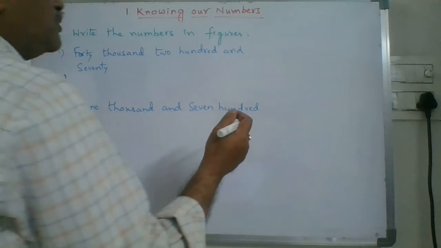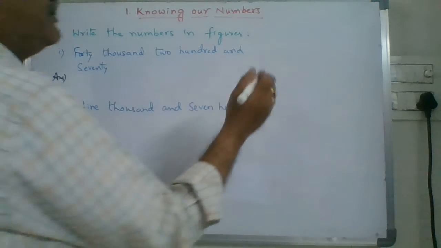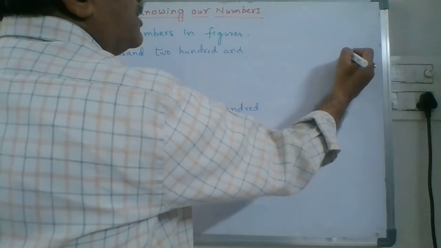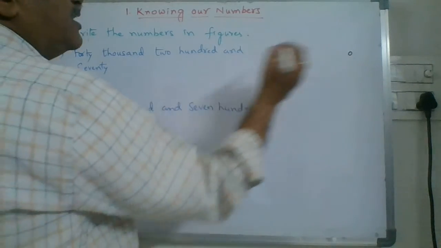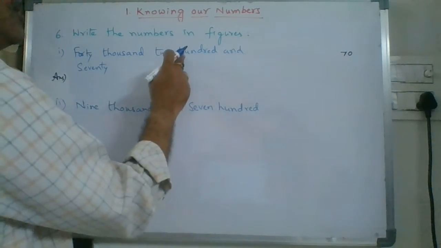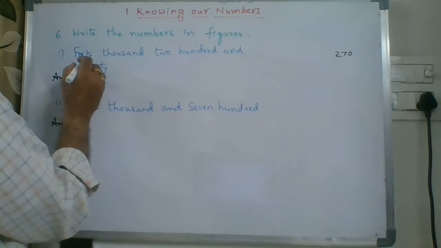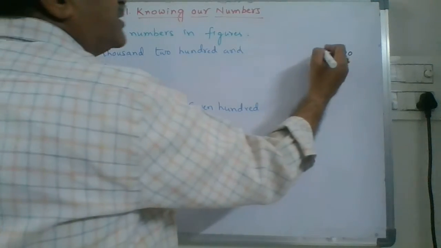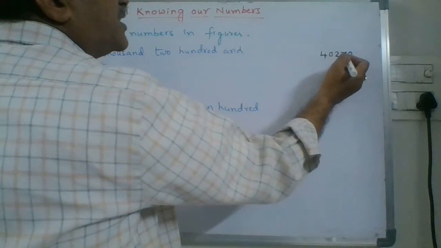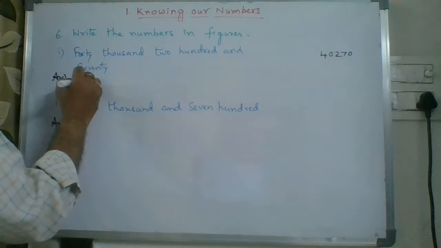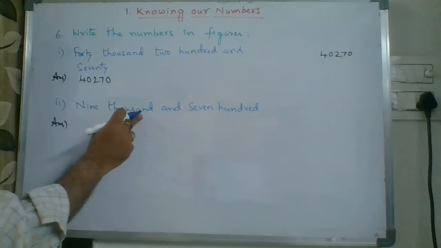Now the question is write the numbers in figures. So figures means we should know the place values. 40,270 means there is no number in ones place, and in tens place it is 7, then hundreds place 2, and then 4 in the 10,000s place and 0 in thousands place. So this is 40,270. Ones, tens, hundreds, thousands, 10,000. The same way you have to write the 9,700.